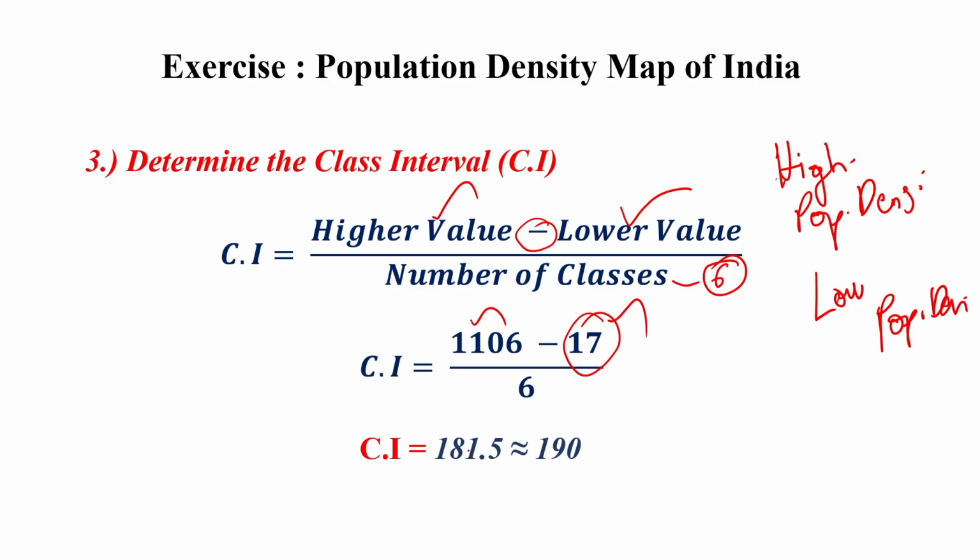Now, in terms of this class interval also, we would like it to be a bit rounded. So, whatever value you are getting, you try to round it to the next nearest greater value. You can also have 185, but I felt 190 is a bit easier to do the breakup. So, I went with 190 as the class interval, which means for the 6 classes that I have, I am going to break it based on 190, 190, 190. I will show you how I am doing that in the next step.